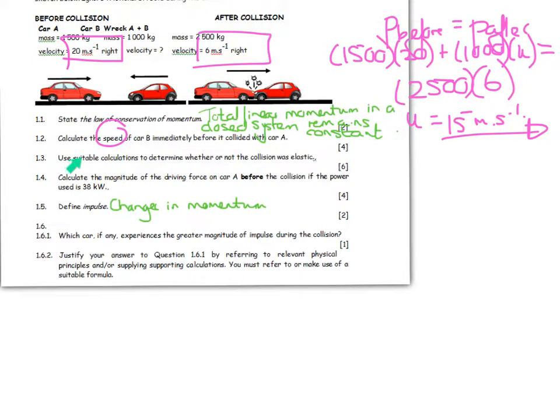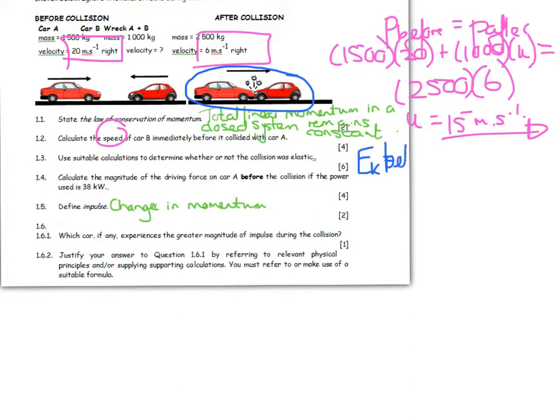Use suitable calculations to determine whether or not the collision was elastic. The fact that they combined with each other means that it probably isn't elastic, but it does say show with suitable calculations. And what is an elastic collision? You need to look at the kinetic energy before and the kinetic energy after. You cannot say that they are equal.